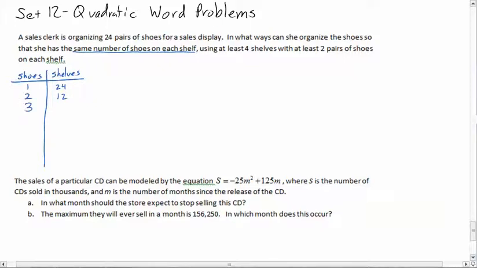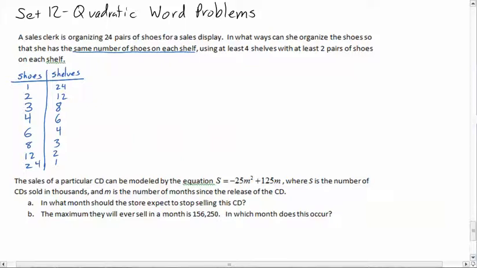I can have 3 pairs of shoes on 8 different shelves. I can have 4 pairs of shoes on 6 shelves, and then I can have the opposite. I can have 6 pairs on 4 shelves, 8 pairs on 3 shelves, right? And so I'm just coming up with the ways that I can get 24. Right? So 24 pairs of shoes on 1 shelf. All right, now what I'm going to do next is look at the other information.